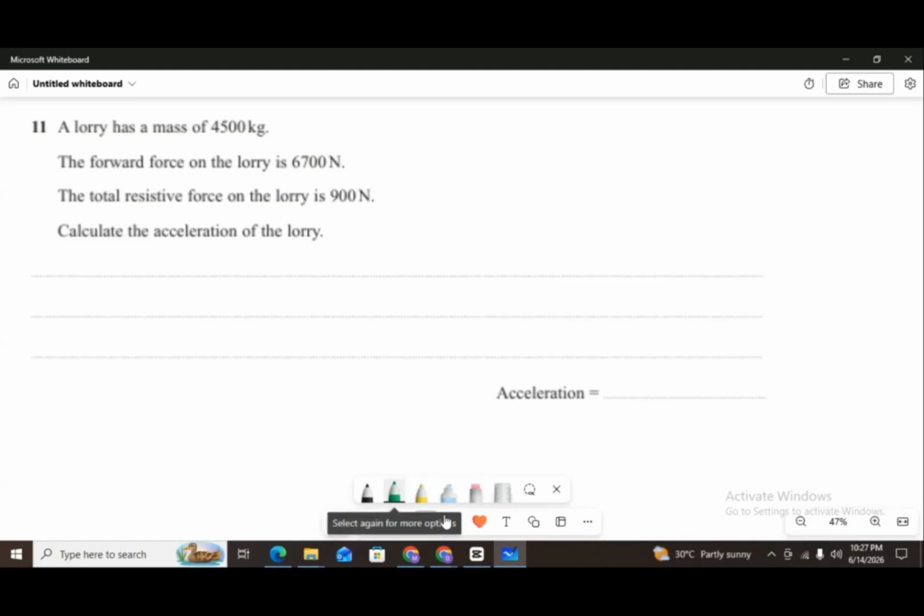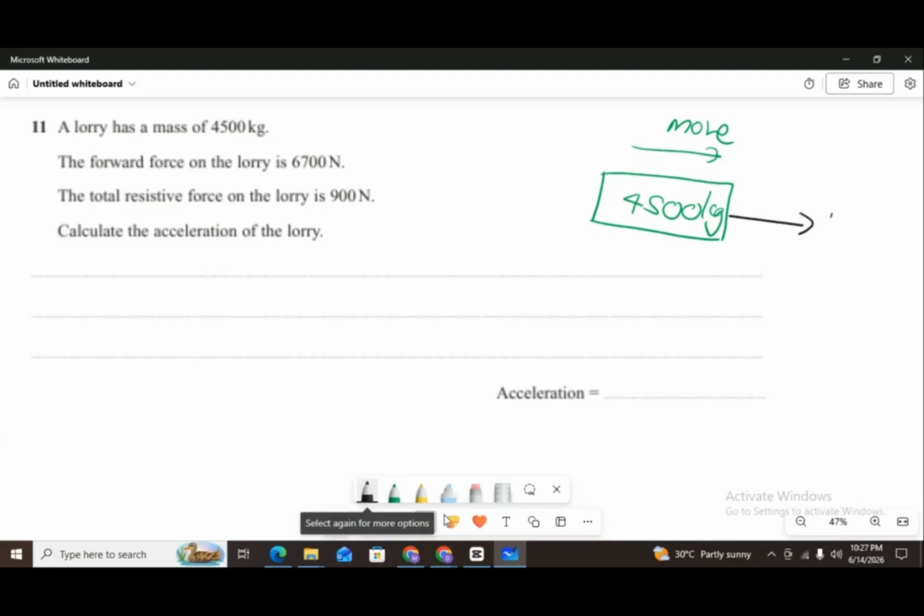While reading the question, as in the previous questions, we shall sketch a diagram. A lorry has a mass of 4,500 kilograms. Now this is the lorry, and I'll consider that the lorry moves in this direction. A forward force on the lorry is 6,700 Newton. That means there is a force of 6,700 Newton in the direction of motion of the lorry.